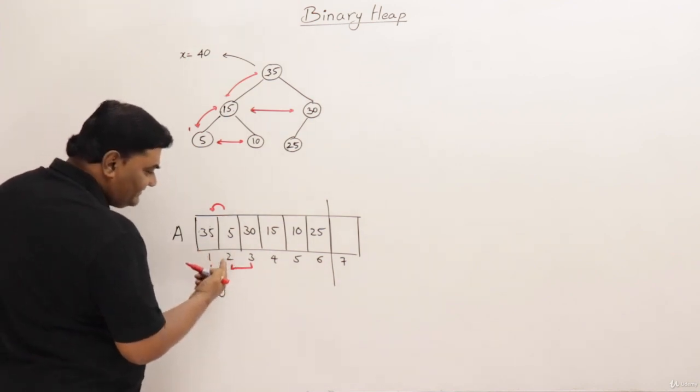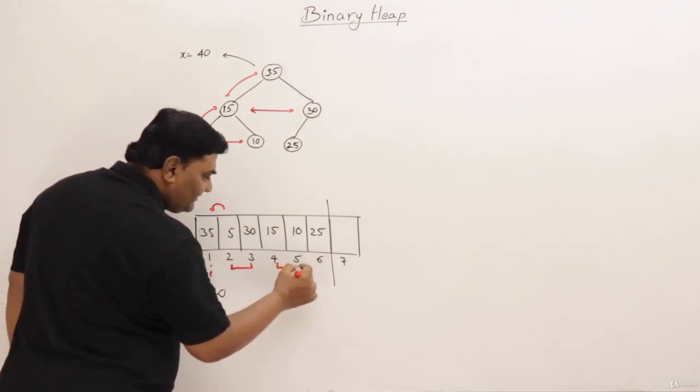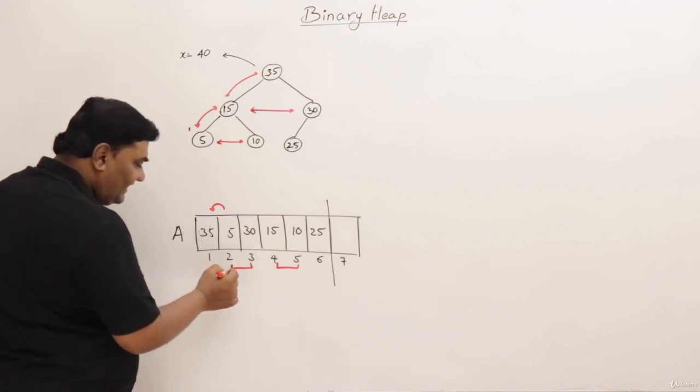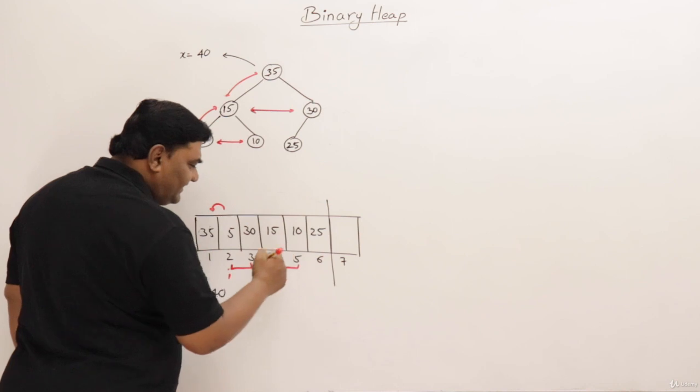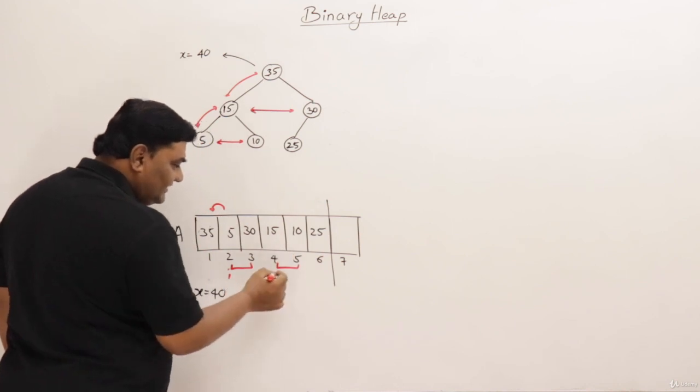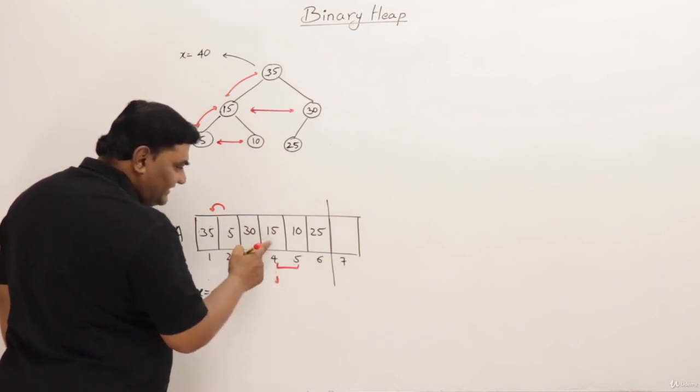Now again its children. This is 2, so 4 and 5. Compare these two children. Now let us say i is at this place. Compare its left child and right child. Right, so let us take j. Which is greater? This is greater.